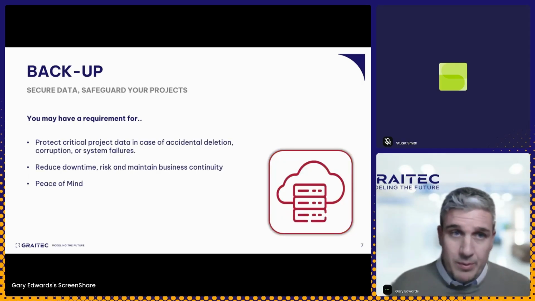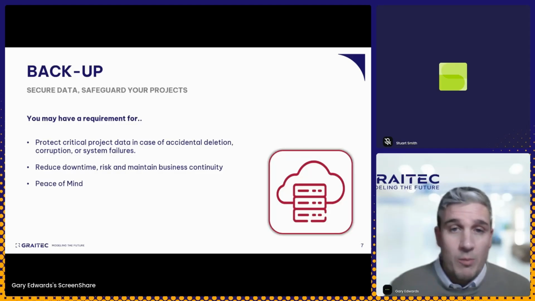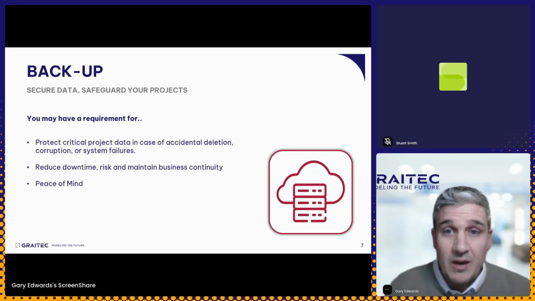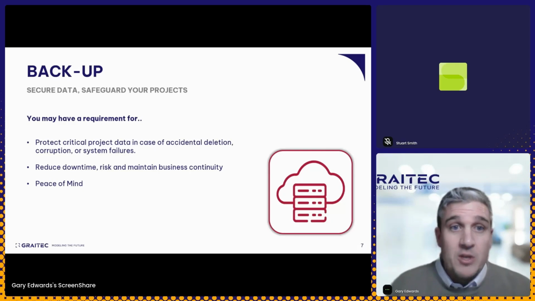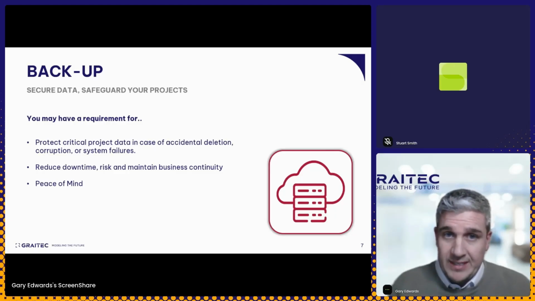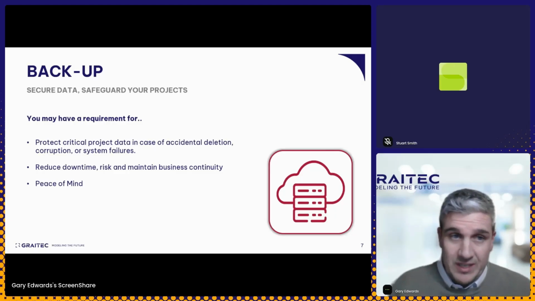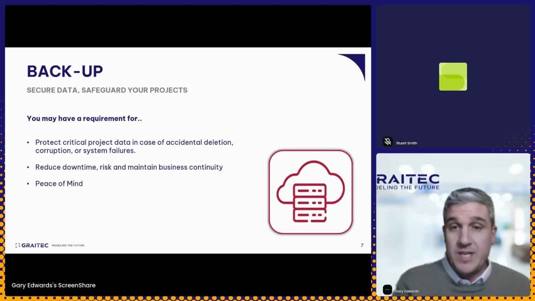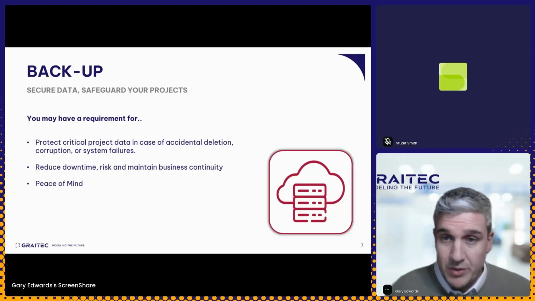And then the final example is backing up, copying, or mirroring that data, which is arguably the lion's share of where we see File Sync being used today. You may have a requirement that you want to protect that critical project data in case of any accidental deletion, any corruption, or system failures. This helps us to reduce that downtime, reduce that risk, but more importantly, if the worst were to happen, maintain business continuity and ultimately give you peace of mind.